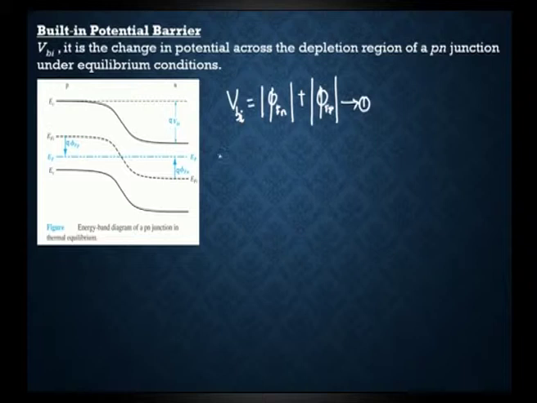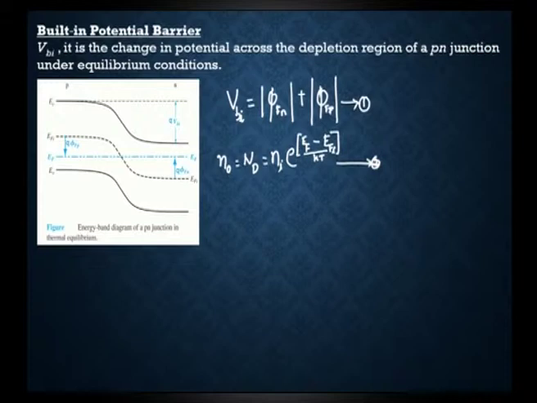Now, what is the electron concentration in the n region? We can derive that n0 is equal to Nd, which is equal to Ni, the intrinsic carrier concentration, into e to the power of EF minus EFi divided by kT. So, this is equation 2. This gives the electron concentration in the n region.